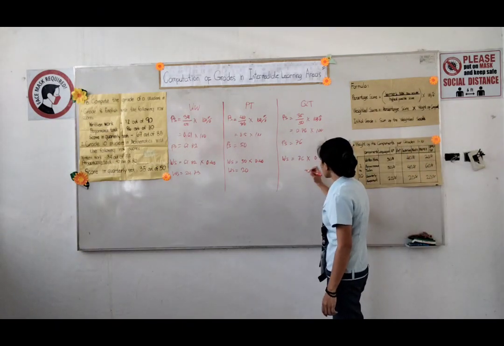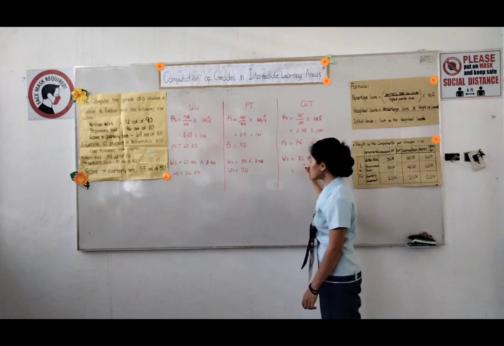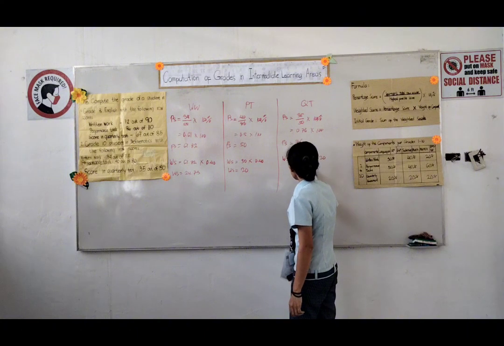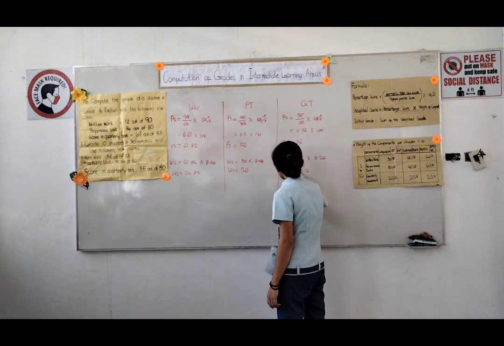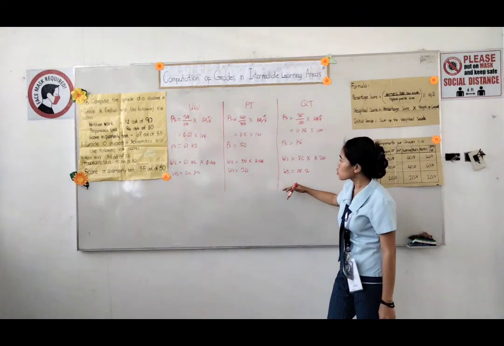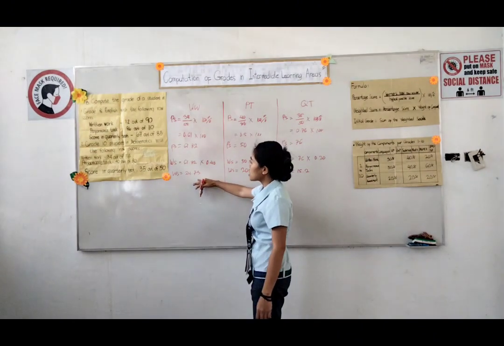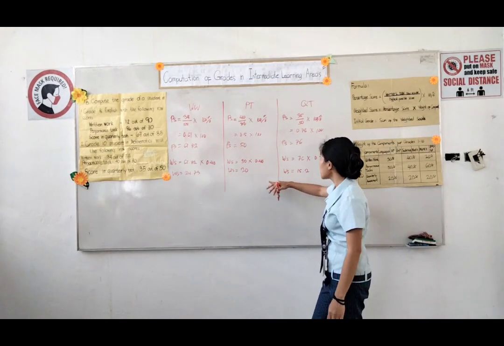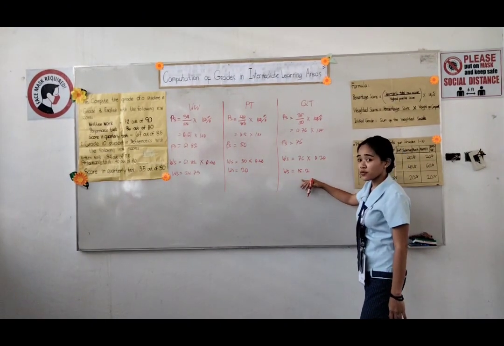For the quarterly test, 20% or 0.20. 76 times 0.20 is equal to 15.2. So we already have the weighted score in written work, which is 24.73, in performance task we have 20, and in quarterly test we have 15.2.